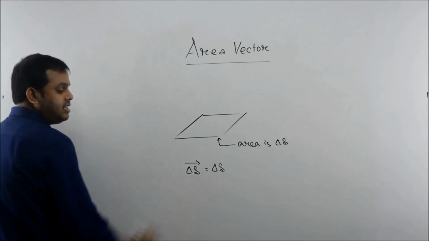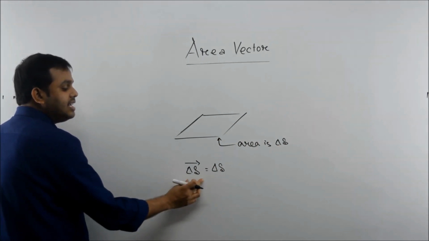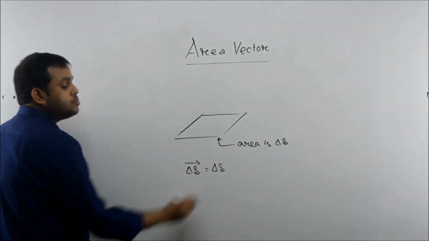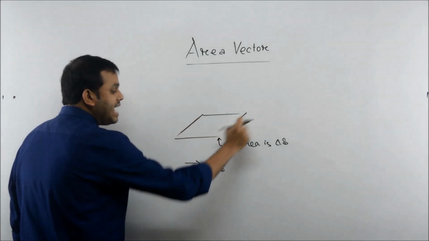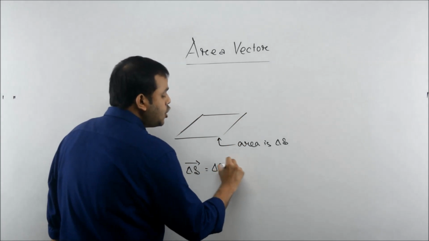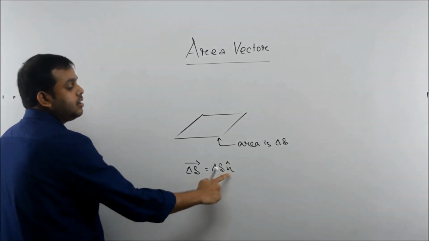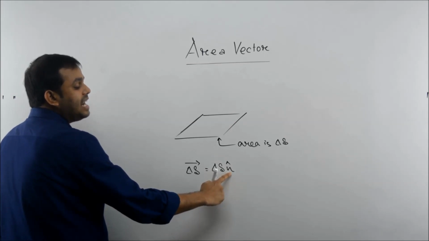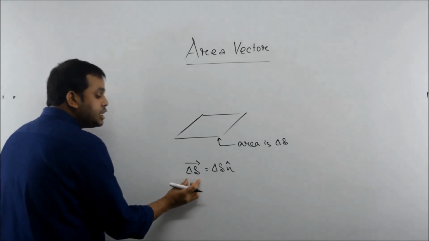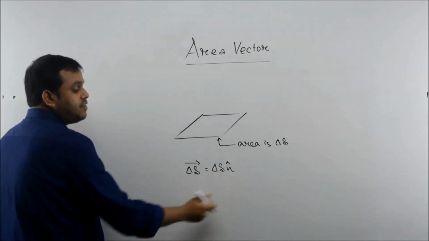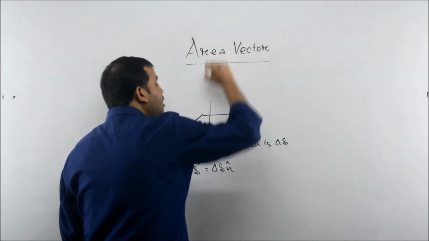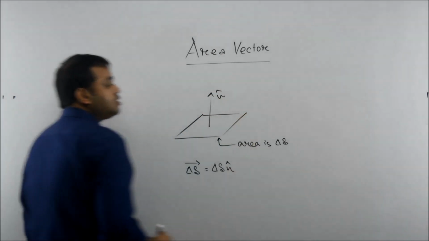Now what is area vector? Area vector is a vector whose magnitude is the area of the planar element. And what is the direction of this area vector? It is normal to the plane. What is n cap? N cap is a unit vector which is basically representing the direction of area vector. Now what is the direction of this n cap, or you can say what is the direction of area vector? It is normal to the surface.